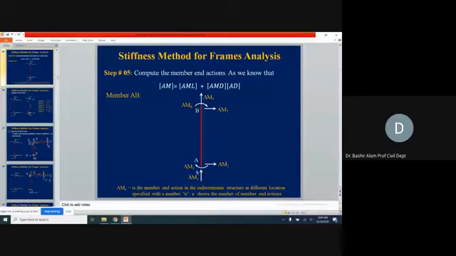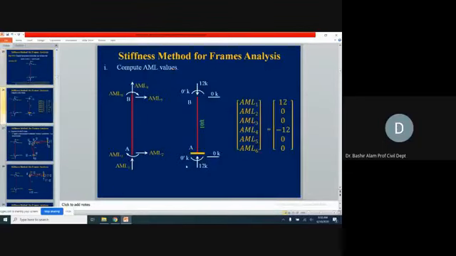So AM1, 2, 3, 4, 5, 6. Remember, in this sequence we are bound to follow the same sequence for the AMLs and for the AMDs also. You can start from the horizontal at joint A, say this is AM1, this is AM2, this is AM3, or you can start from the moment also.